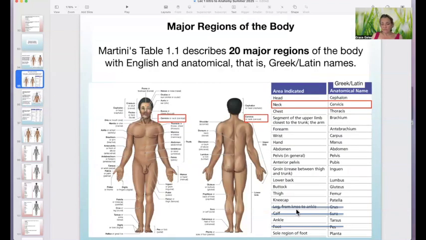I crossed out some that I really don't see very much throughout your course. Leg being crus, calf being sura, foot being pes. However, if you want to learn them, fine, because I can't say that they'll never show up in your future.